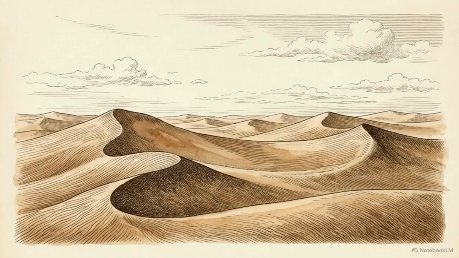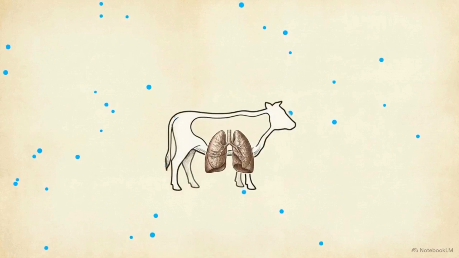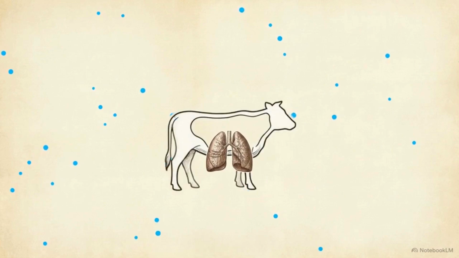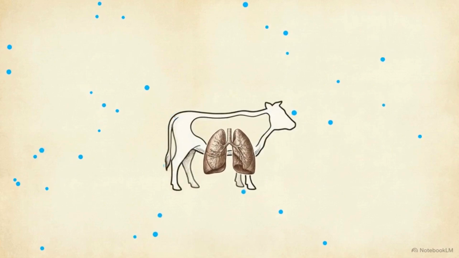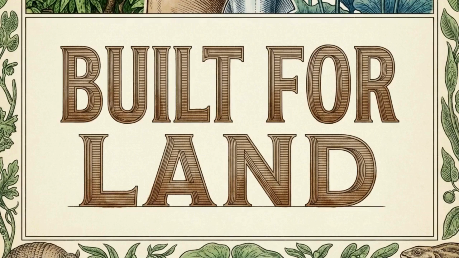There is also the problem of oxygen. On land, it exists as an invisible gas in the atmosphere. To access it, these animals require internal structures, like lungs or spiracles, to pull the air in. Terrestrial bodies are weight-bearing machines built to fight gravity and extract oxygen from the air.